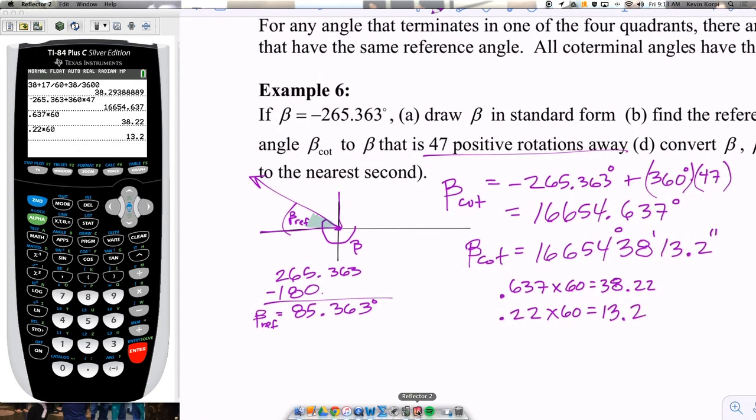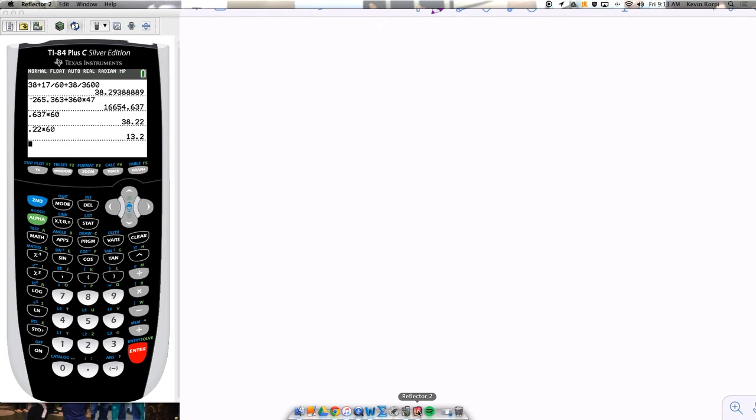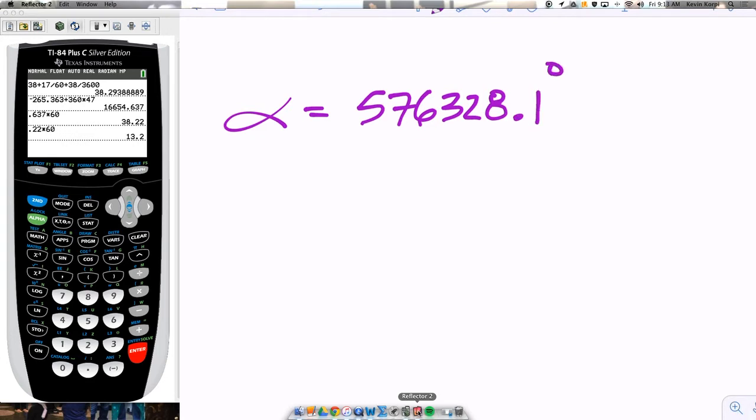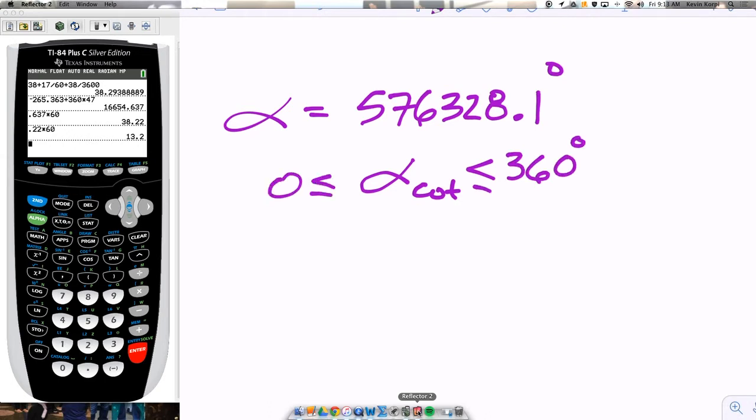Okay, reference angles. Very important. Let's try another one here, a bonus one. I'm going to let you do it, okay? Let's come up with an angle alpha, and let's do 57632.81 degrees. Here's what I want you to find. First of all, I want you to find the coterminal angle between 0 and 360. I guess I should say that's within 1 positive rotation. And then I want you to find the reference angle.